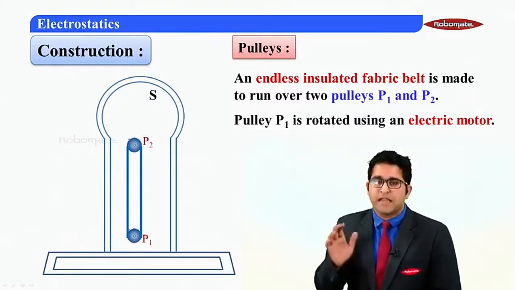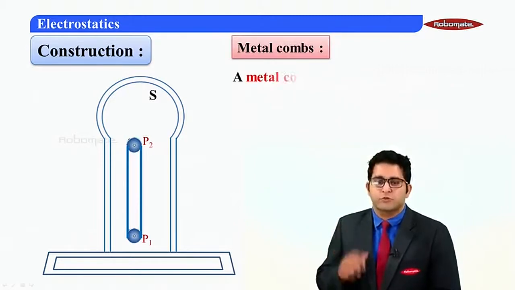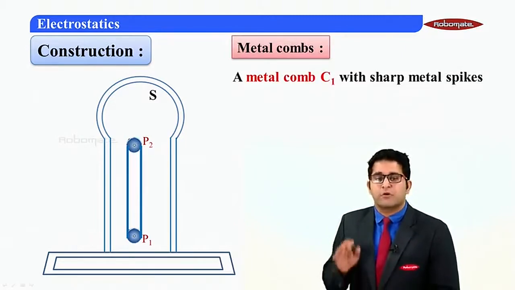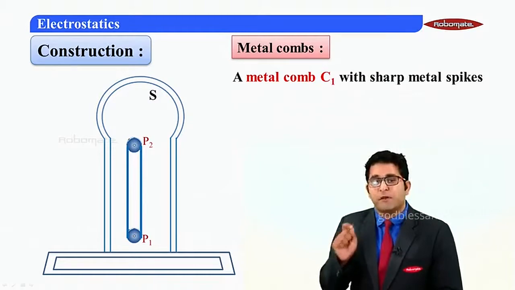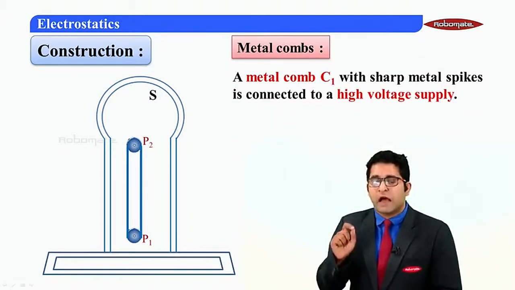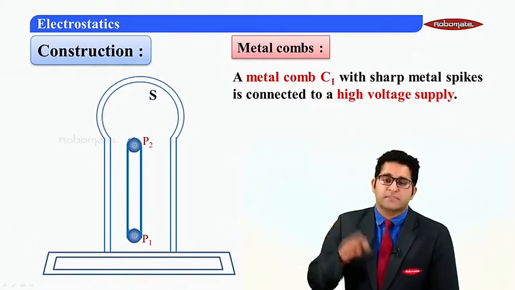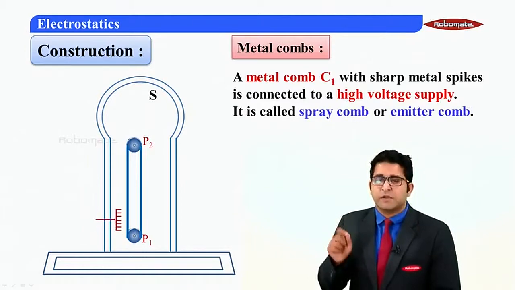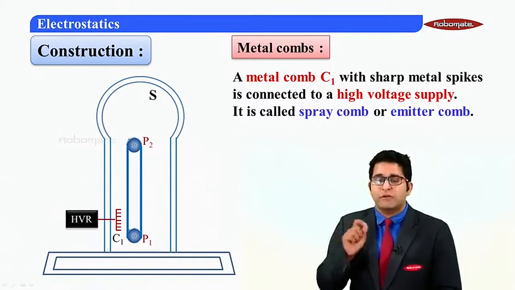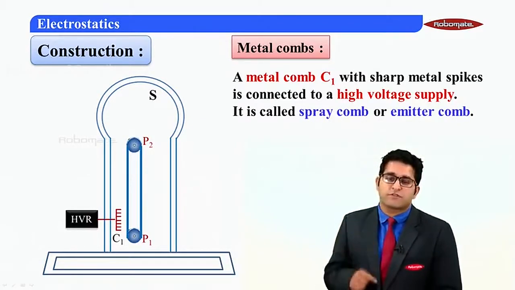After the pulley, next is the metallic comb, right? There are two metallic combs which are used over here. The first one is metallic comb C1 with sharp metal spikes and is connected to a very high value voltage, or rather it is connected to a high voltage supply, right? And this particular comb which is connected to high voltage supply is also referred to as the spray comb, or the emitter comb.